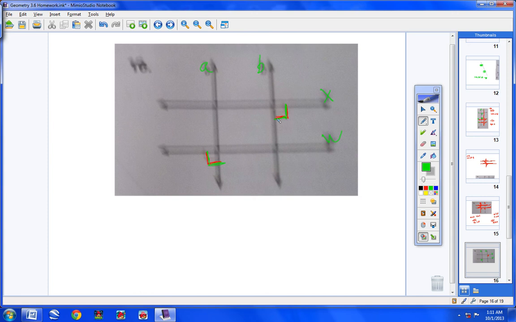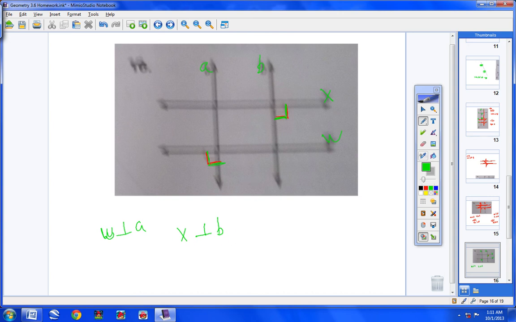Now look, we know that W is perpendicular to A because they form a right angle right there. And then we see that this line right here, X, forms a right angle with B. Right there's the right angle. So we can state that X is perpendicular to B. But look, we don't have two lines perpendicular to the same line. We have W perpendicular to A and X perpendicular to B.